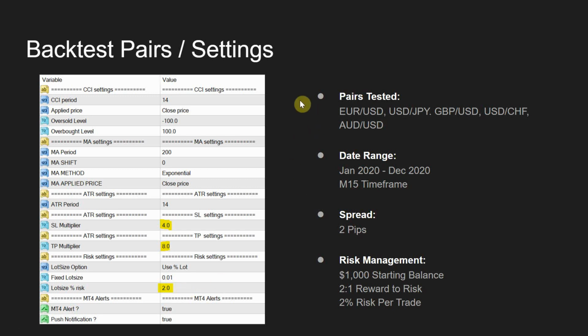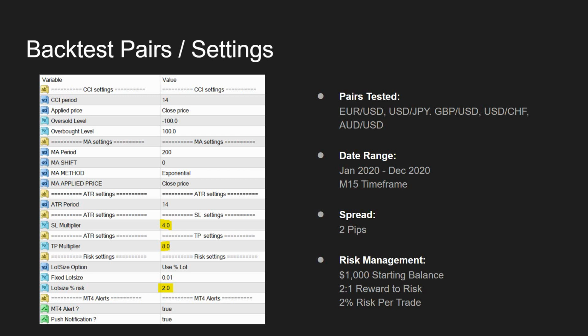So the pairs tested again are the five most traded pairs, and like I said, the date range is between January to December 2020. In terms of the time frame, similar to the other two back tests that we did, I've done the 15-minute chart, and the reason for the 15-minute chart is because I wanted volume of trades, so I had a big enough sample size to understand how the ebbs and flows of this particular EA is going to perform under different market conditions.